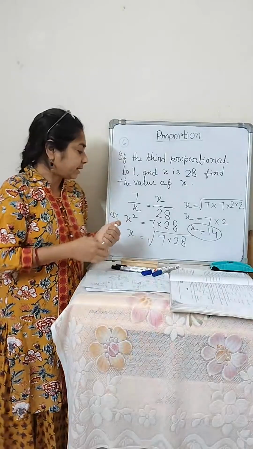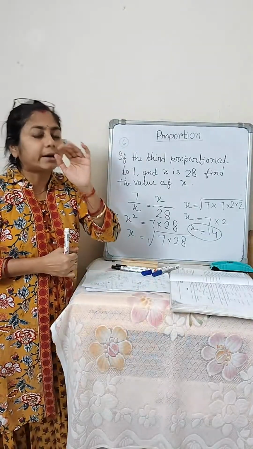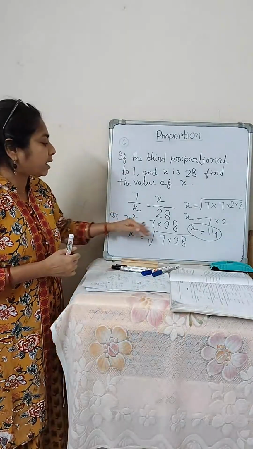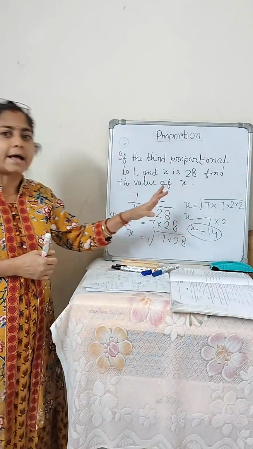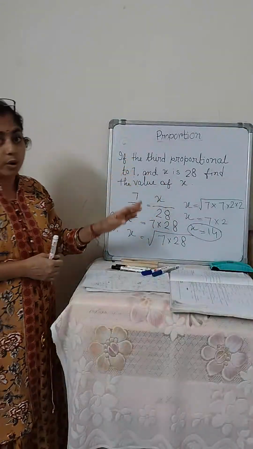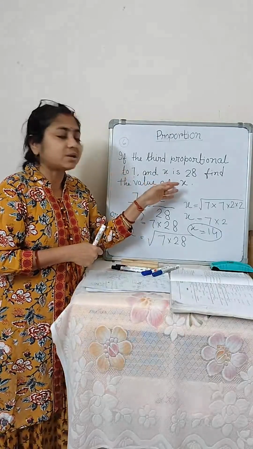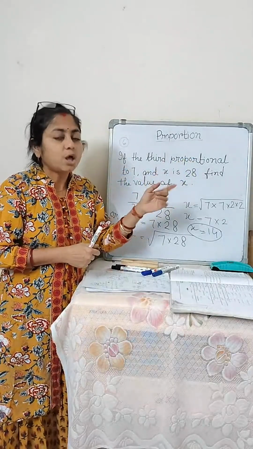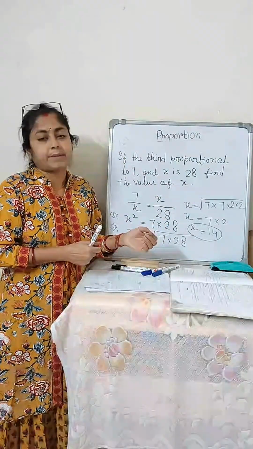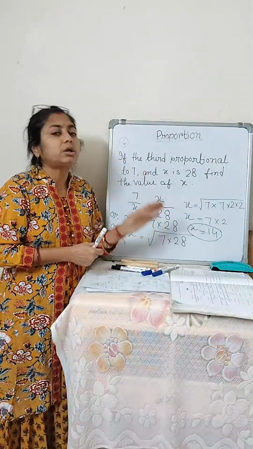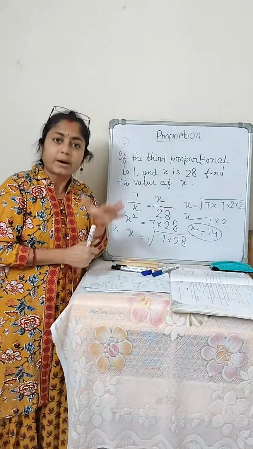And one more thing, this is where most of the time they are doing wrong. X square, they write this one and they write the answer. The answer is 7 into 20, but this is not the answer. You have to find out the value of x. If the question is to find out the value of x, you should do this step. Without the root, you can't get the proper answer.